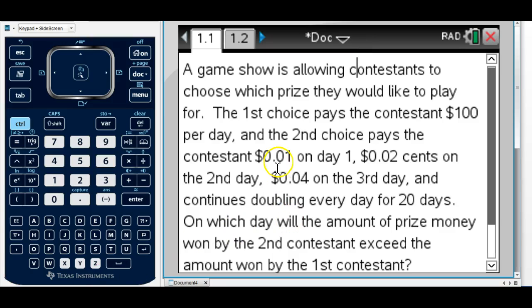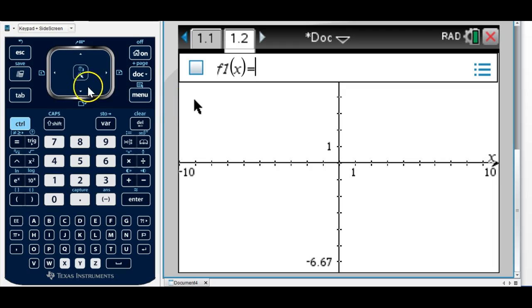In this situation, the game show allows contestants to choose which prize they'd like to be paid. The first choice is to pay contestants $100 per day, and the second choice will pay the contestant 1 cent on day 1, 2 cents on day 2, and it will continue doubling every day for 20 days. It wants to know, when will the amount of prize money won by the second contestant exceed the amount won by the first? We'll start off with the first equation.